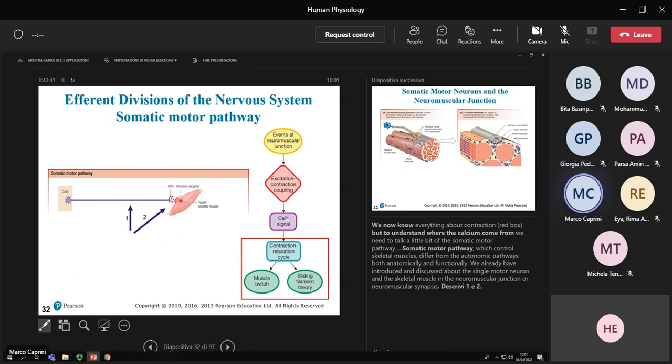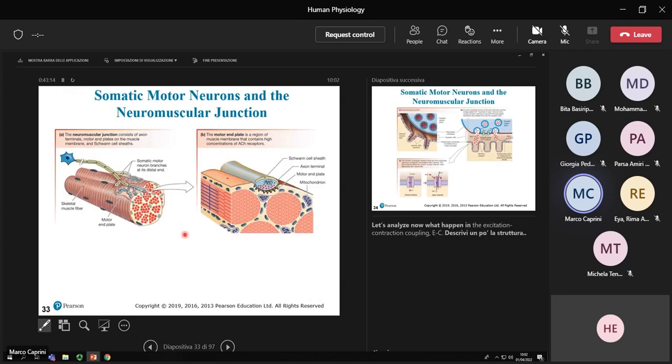And how it works, because it is an ionotropic receptor, okay, that allows the sodium ions to move inside of the cell and produce a depolarization of the target skeletal muscle. But now, how is the depolarization of the neuromuscular junction linked to the release of calcium? And this is the point that we are going to discuss and analyze right now, okay?